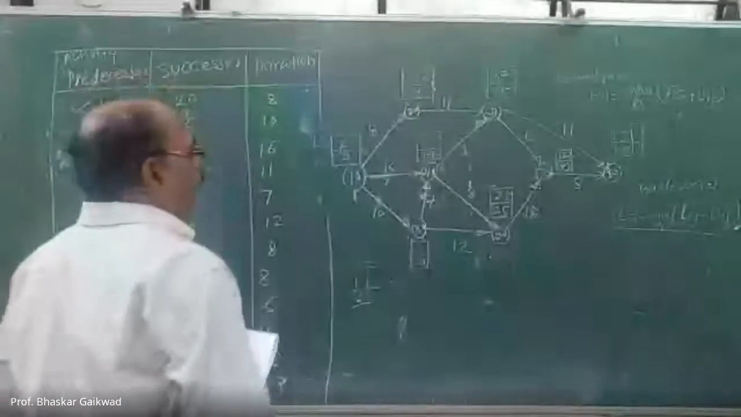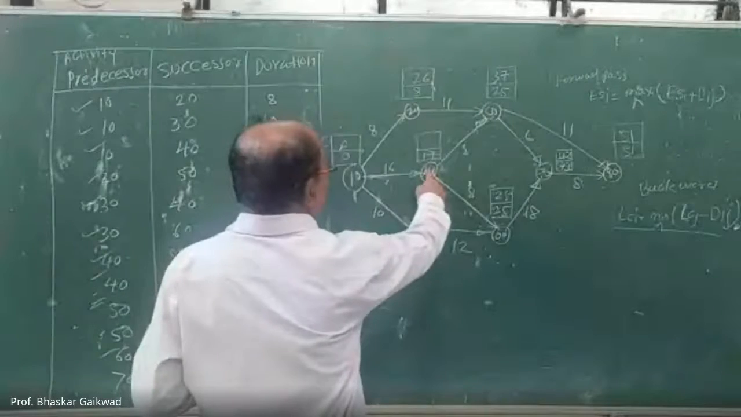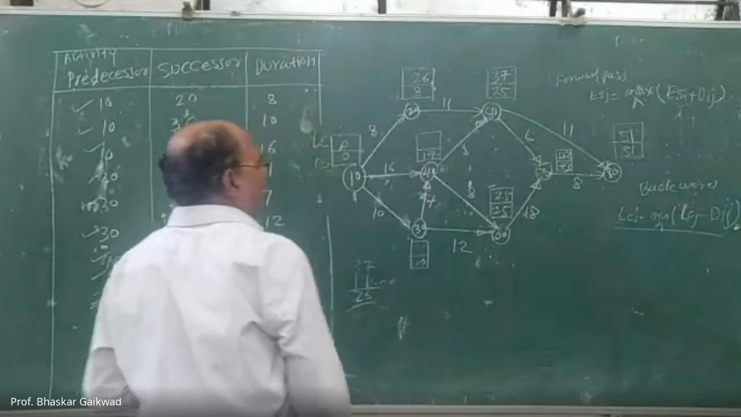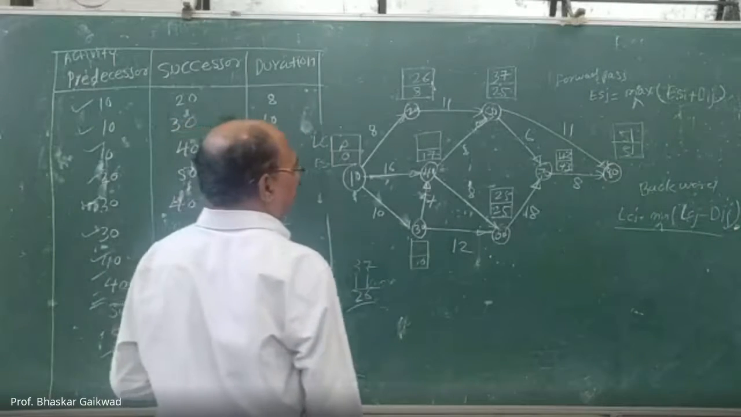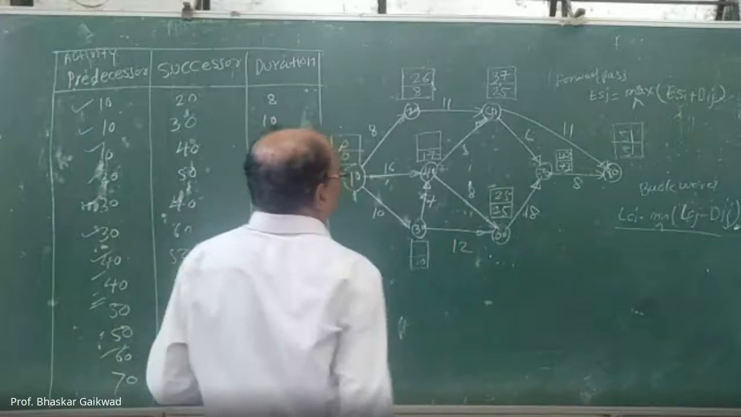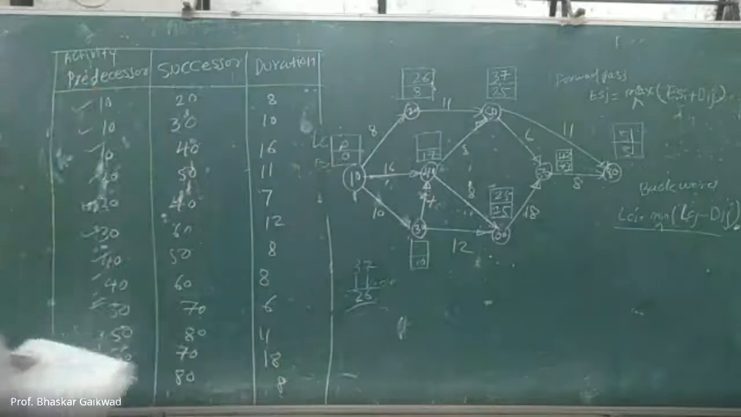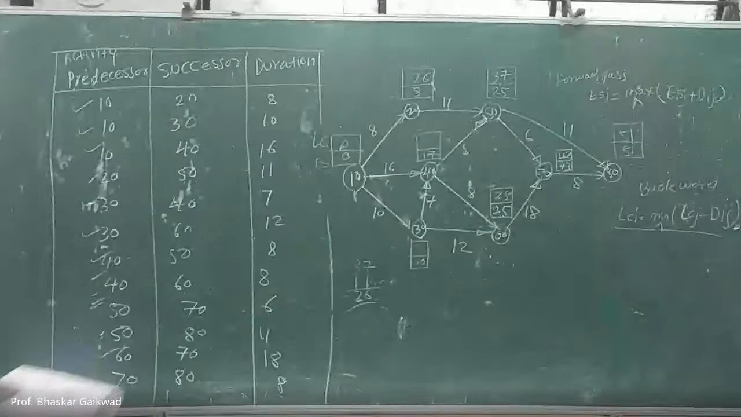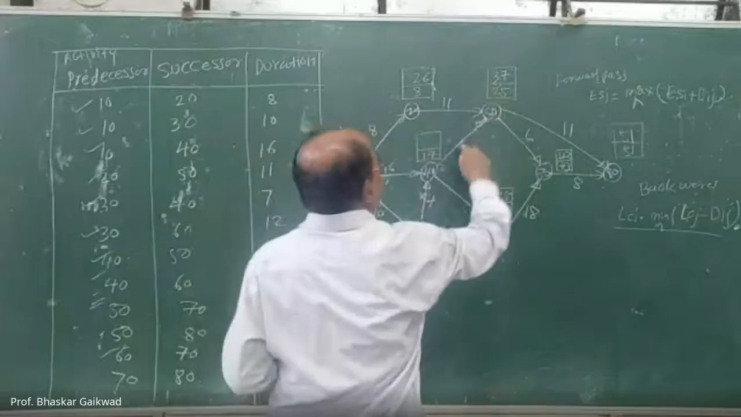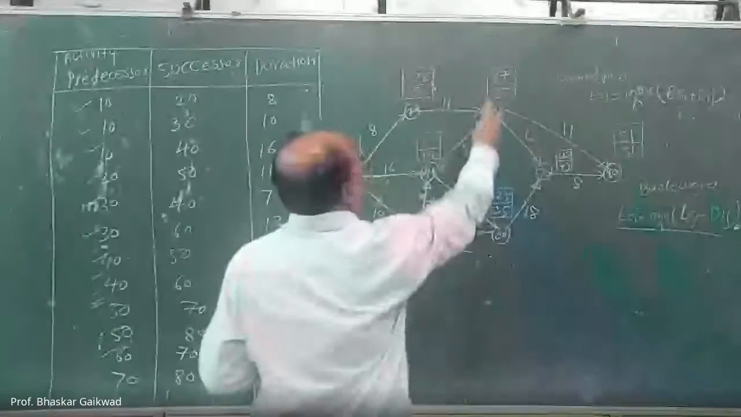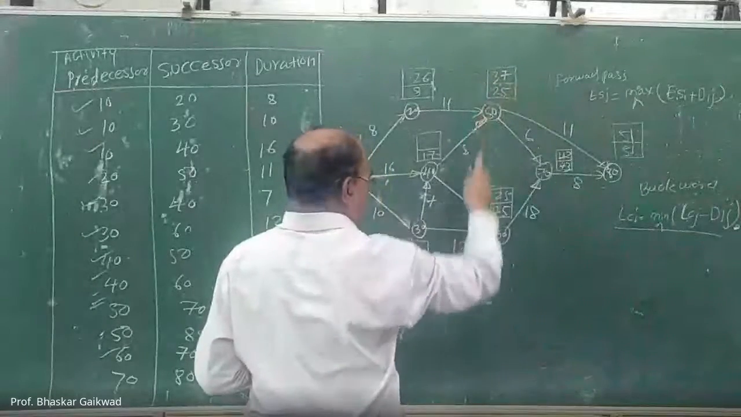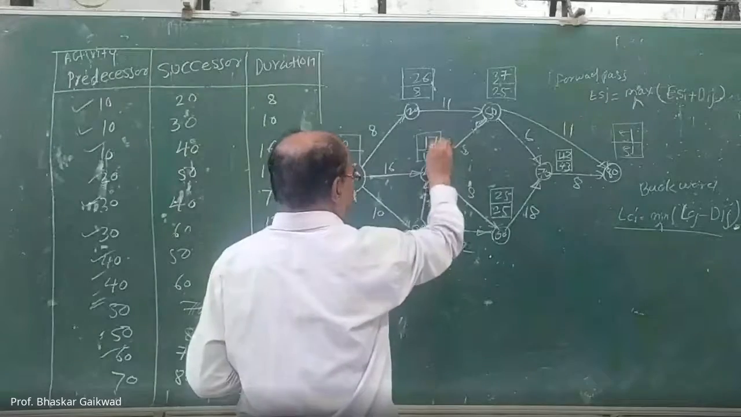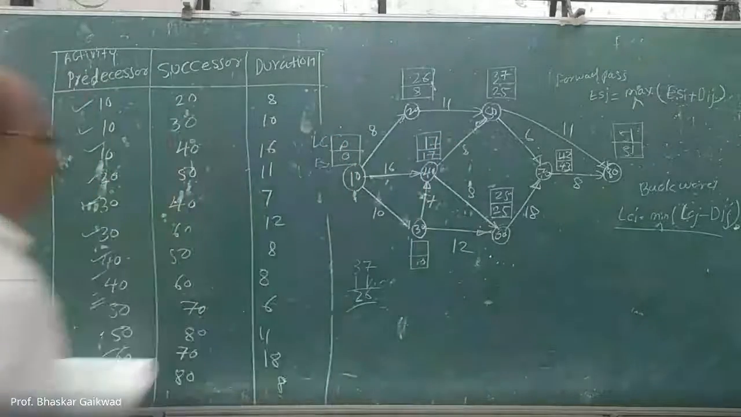Okay. Now here two activities are there. Out of this, which is the minimum that you have to consider? 25 minus 18 is 8, and 37 minus 8 is the maximum. 25 minus 18 is the minimum. So here you can write 7. Correct.